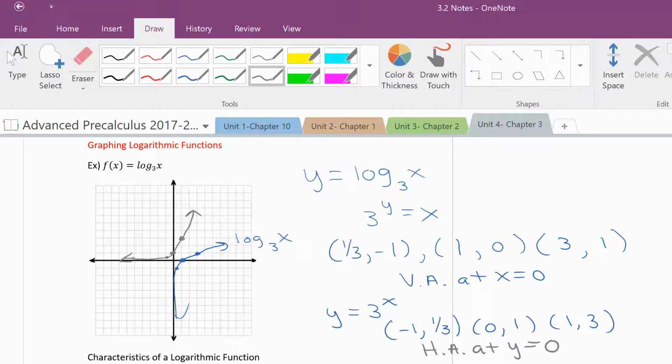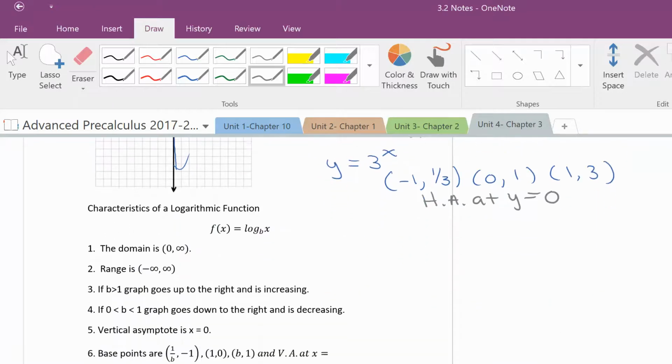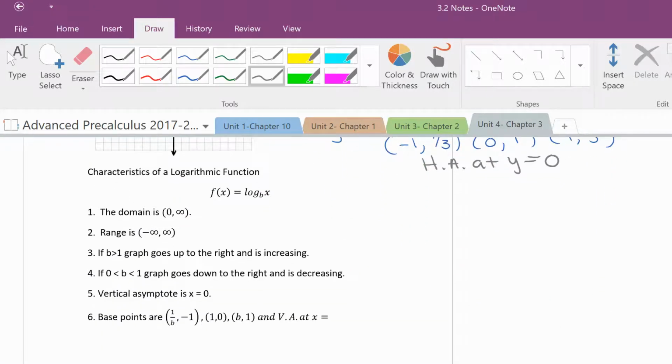Like that. So notice that's 3 to the x. So notice how they're inverses because the x's and y's switch as well. So characteristics of logarithmic function, notice the domain is always greater than 0. The range now is all real numbers.